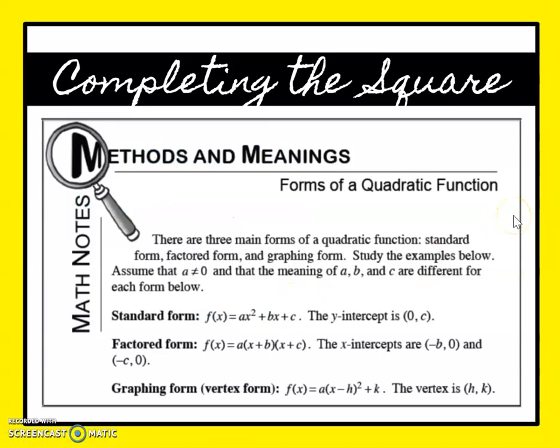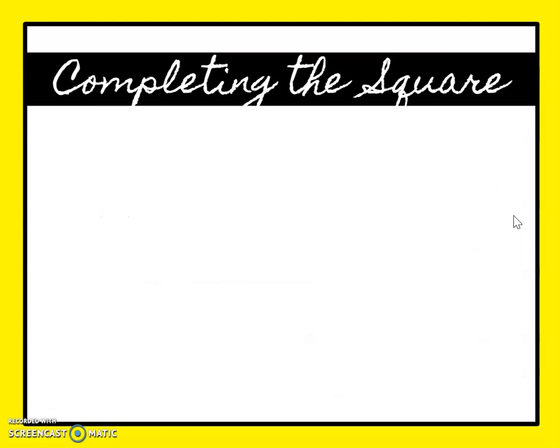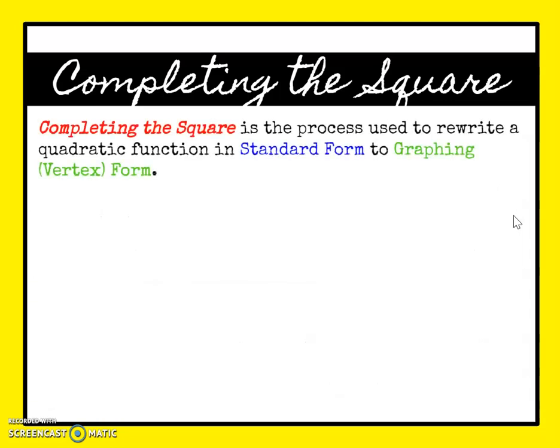So just to remind you, there are three main forms of a quadratic function. There's standard form, factored form, and graphing form. And they each have their purposes, but today, for the purpose of completing the square, we're going to use that process to rewrite a quadratic function that's in standard form and change it into graphing form.